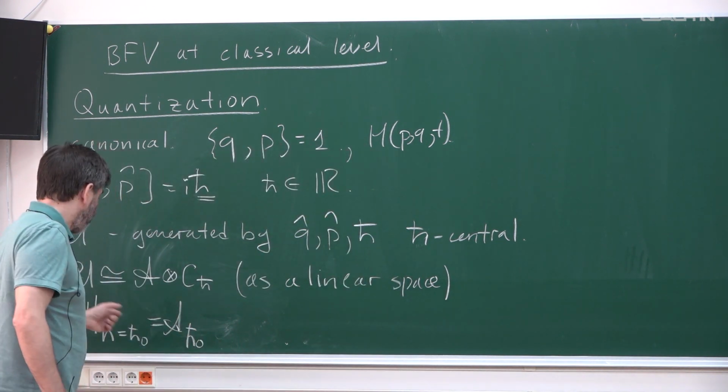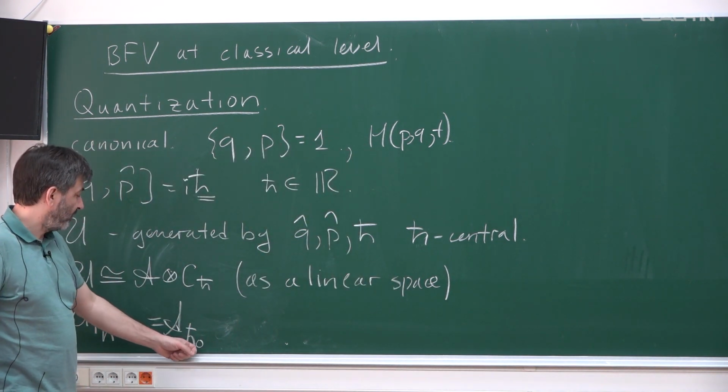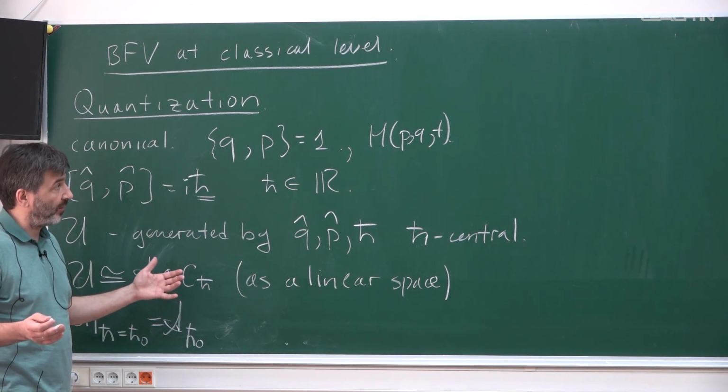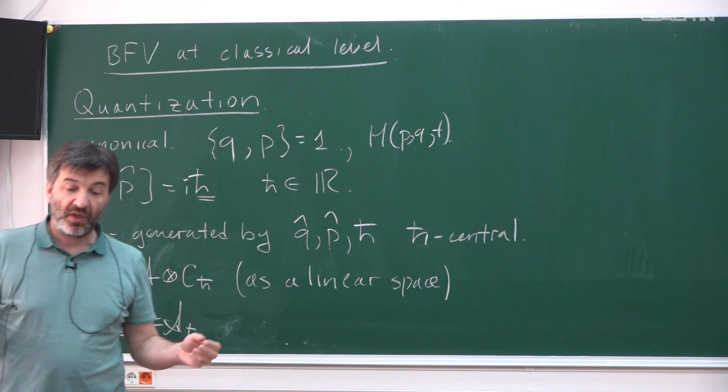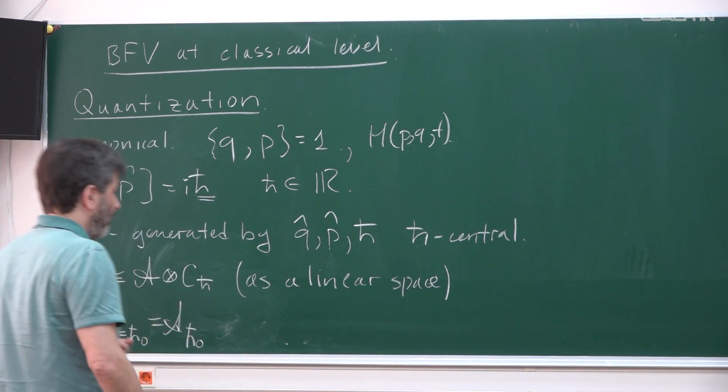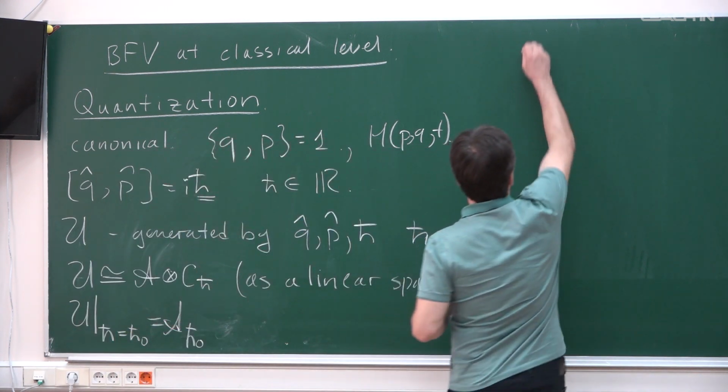Why do we want not to set H bar to a particular value, but to keep it as a free parameter? Because we want to understand the relation between the quantum system and the initial classical system.